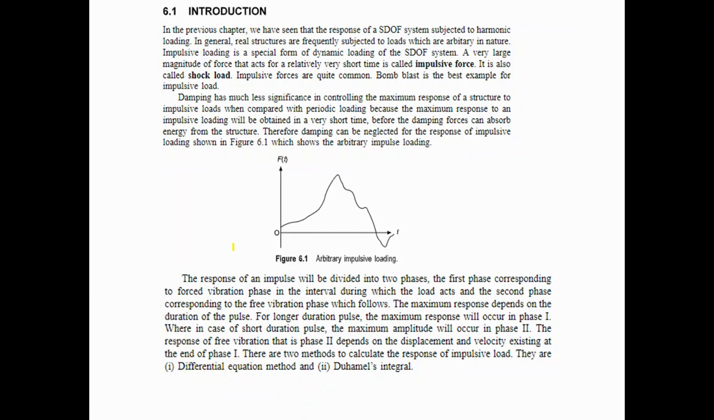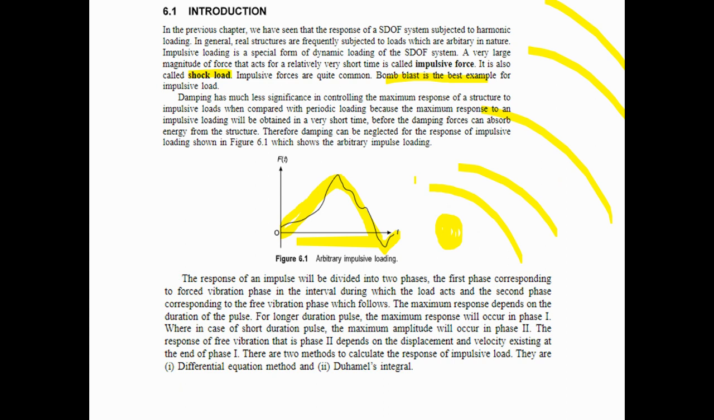We observe the figure. A very large magnitude of load for a short time is known as short-time impulse loading, and it is also known as shock load. The best example is a bomb blast. When a bomb is blasted, the load goes on in this way, like this. You observe that this is known as impulse loading.